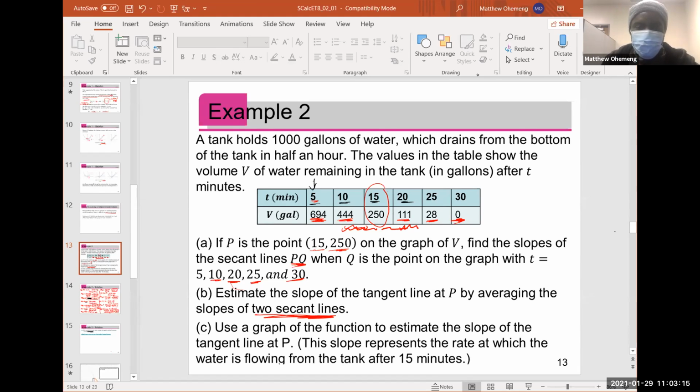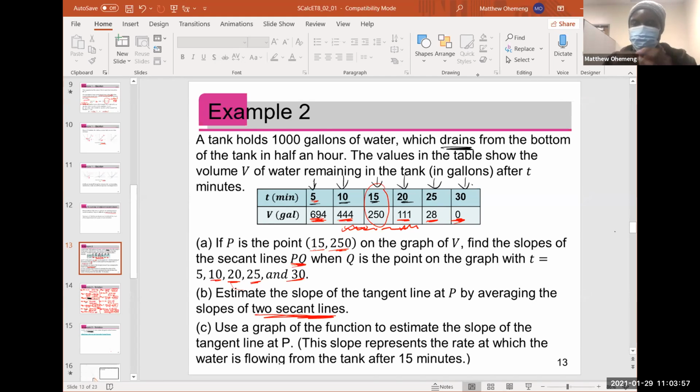For this one, you're given points: a point at 5, at 10, at 15, at 20, 25, and 30. These are points. You're not given a function. But going back to the question, we are told that the tank holds a certain amount of water and it's draining from the bottom in half an hour. The problem doesn't say anything about filling it up again. So either it drains or the water level stays the same. It's not increased. It's always going to either decrease or remain the same.